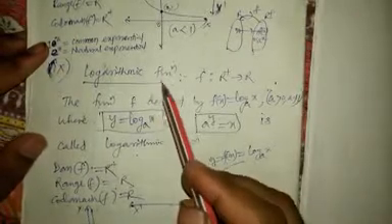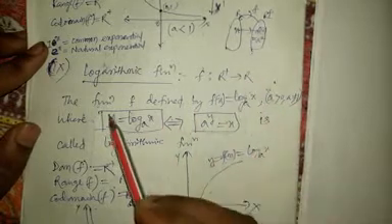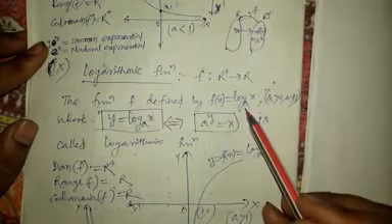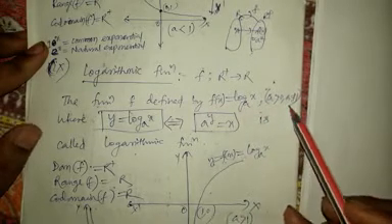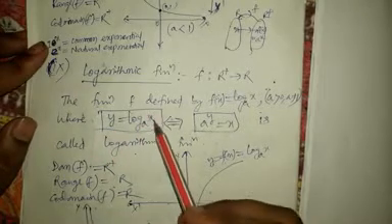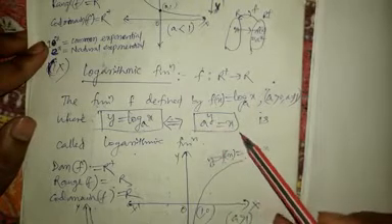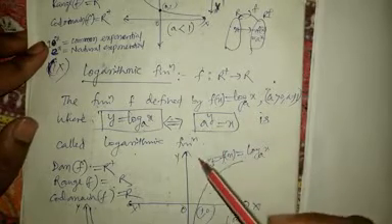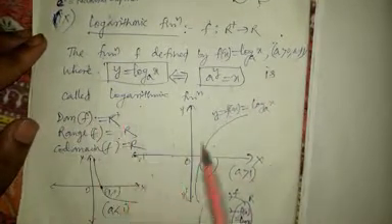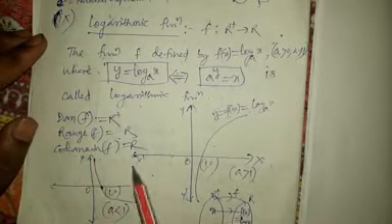Now, the logarithmic function. Here, f maps real plus to real numbers. The function f defined by f of x is equal to log of x base a, where a is greater than 0, a is not equal to 1, where y is equal to log of x base a. That implies a to the power y is equal to x, which is called the logarithmic function. That means here the domain of the function is equal to real plus, the range of the function is equal to real, and the codomain of the function is equal to real numbers.